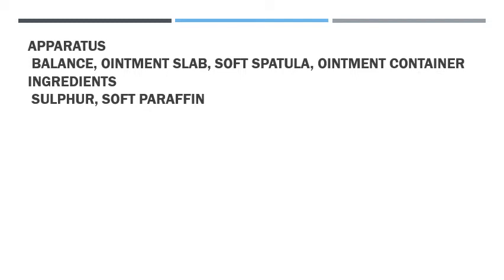First of all, the apparatus required for this experiment is a balance, ointment slab, a soft spatula, and an ointment container, and the ingredients are basically two. One is the sulfur and the other one is the soft paraffin. Here I would like to discuss certain terms. The active ingredient in this practical is sulfur. An active ingredient is the ingredient which exerts its pharmacological effects. So here the sulfur exerts its pharmacological effects.